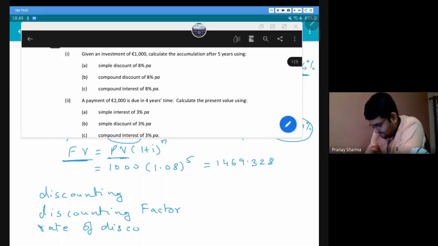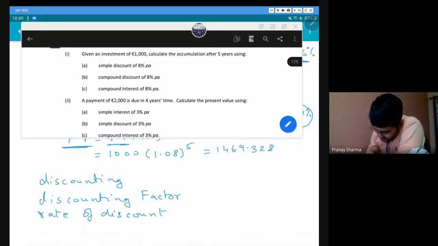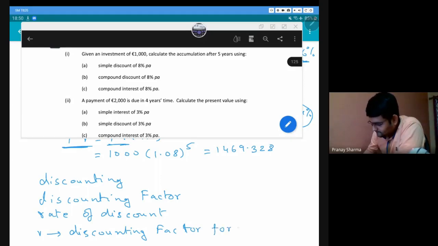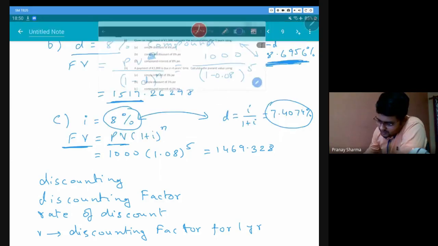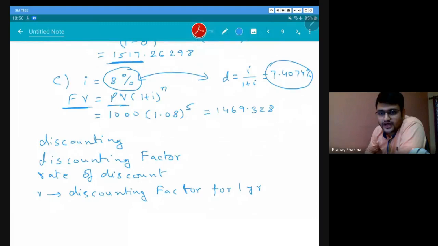Now, there is something called discounting factor for 1 year, we write it as small v. Okay, small v is written as discounting factor for 1 year. Now that is mainly because for our convenience of writing, we'll be using the small v a lot later. That is why we took it as one single symbol. So small v is nothing but equal to 1 minus d.